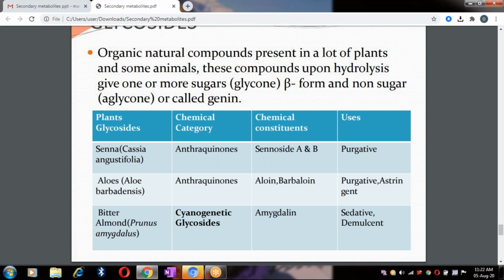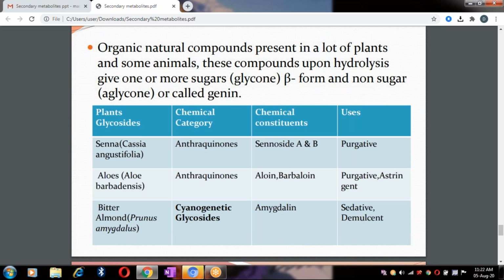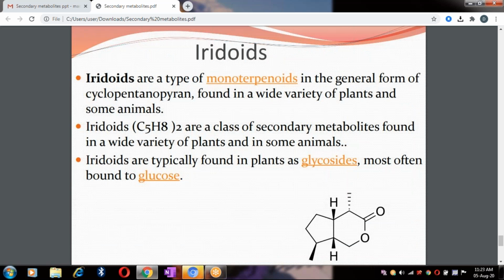The last class of secondary metabolites as per your syllabus is iridoids. So these iridoids are nothing but monoterpenoids. Monoterpenoids we have already discussed. Generally, they have a cyclopentano-pyran ring. These are present in many plants and animals. Again, they are C5H8 taken 2 times. That is nothing but terpenes. Iridoids are a class of secondary metabolites. They are typically found in plants as glycosides. So iridoids are seen as terpenoid glycosides. They are mostly bound to glucose. You can see the structure of iridoids.